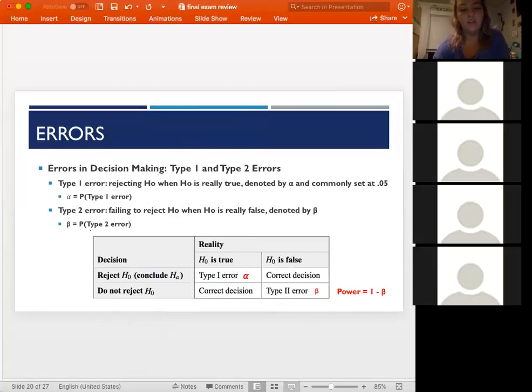And just a side note over here, power is 1 minus beta. Don't get tripped up on power. People freak out about that all the time, but it's just 1 minus beta. It's basically the probability of not making a type 2 error. So it's technically making a correct decision, but looking at it a different way.